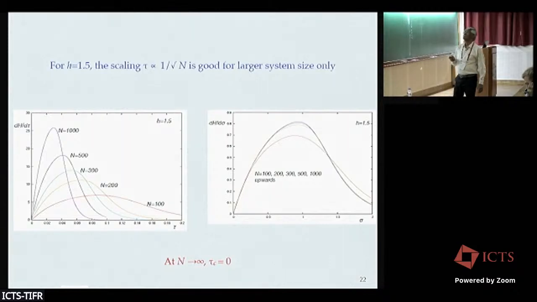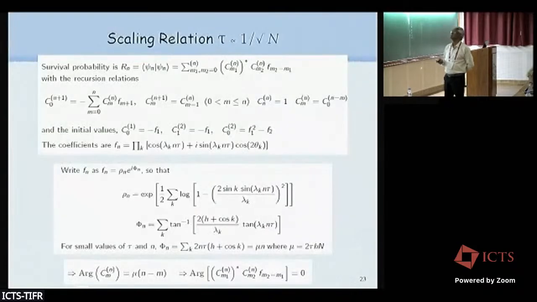For this value of field also, there is a scaling, but the scaling is not so good. It is good only for large sizes, for 100. This is the curve for 100. This is 200, and 300, 500 and 1,000 are mostly coincident. Again, at n tending to infinity, tau c is 0. So in the thermodynamic limit, there is no transition. The transition exists only for finite systems.